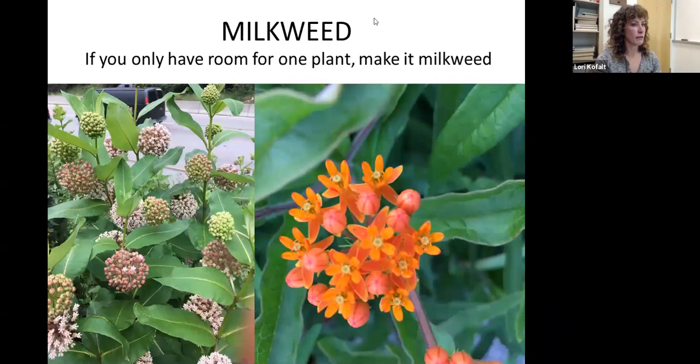But if you only have room for one plant, make it milkweed. So again, this is the common milkweed that we talked about. And then this is what's called butterfly weed, which is a smaller variety of milkweed. And I have a plant slide on that in just a bit.